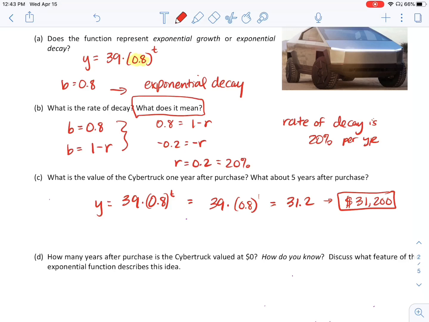What about 5 years after purchase? Well, it's the same exact thing: you would substitute in 5 for t, to the 5th power. And whatever you simplified would end up being the value of the truck.